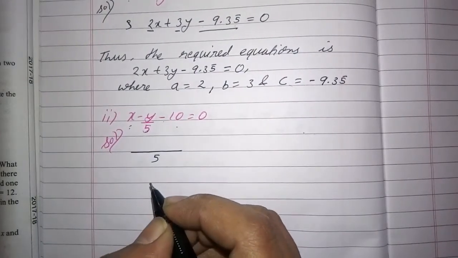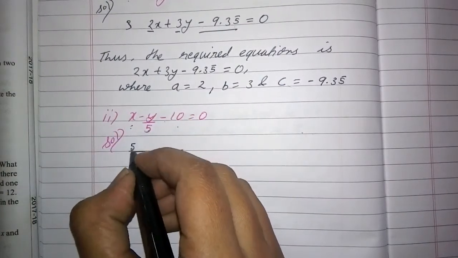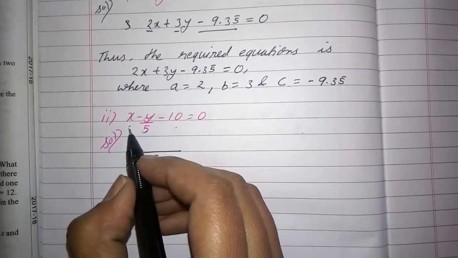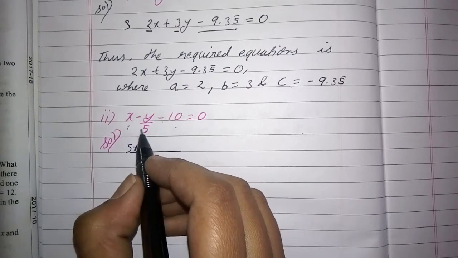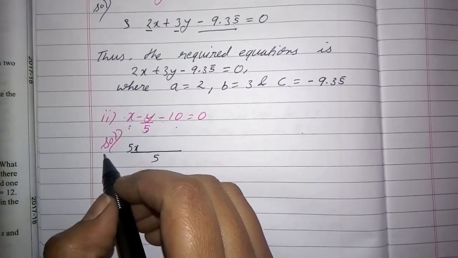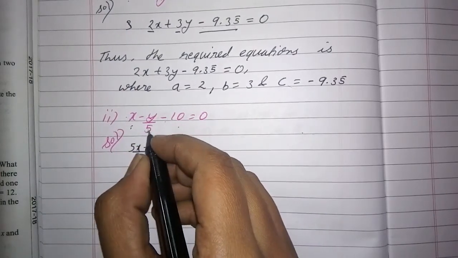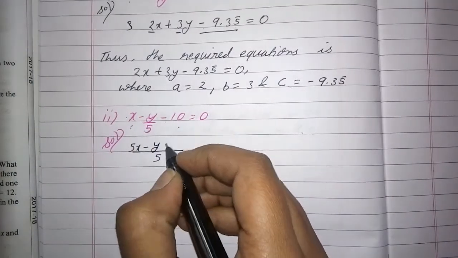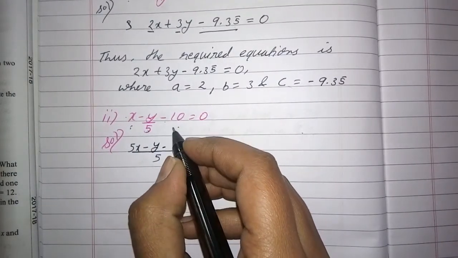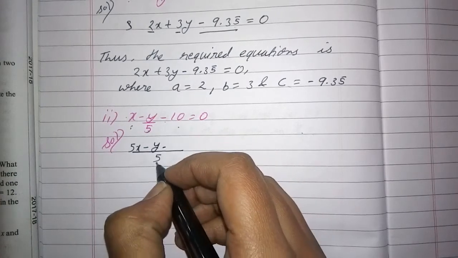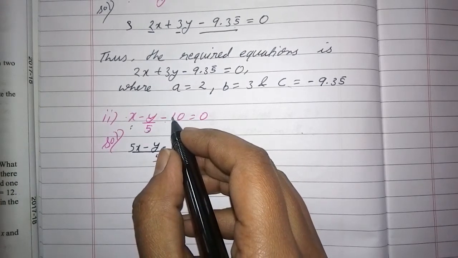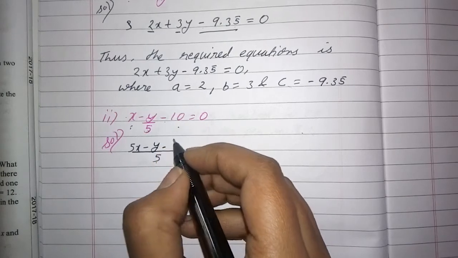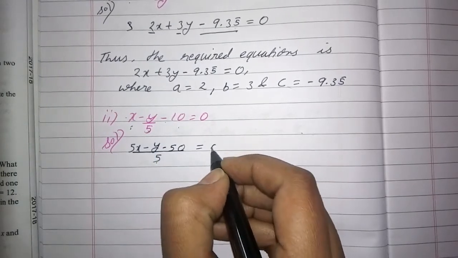So LCM is 5. So we'll multiply x by 5 because the denominator is 5. So multiply the numerator by 5. Here already the denominator is 5, so y as it is. Here the denominator is 1 and we have to make it 5, so multiply 1 with 5. So 1 into 5 is 5 and multiply its numerator by 5. So 5 into 10 is 50 equal 0.